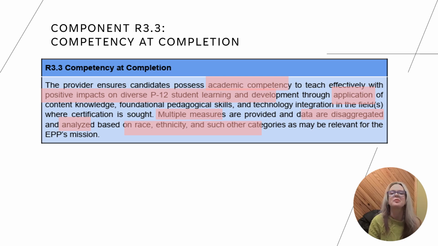Multiple measures are provided, and data are disaggregated or separated and analyzed based on race, ethnicity, and such other categories as may be relevant. So I have highlighted the important terms in this component. And again, this is based on professional experience from someone who has led an EPP successfully through a CAPE review. So take that for what you will.